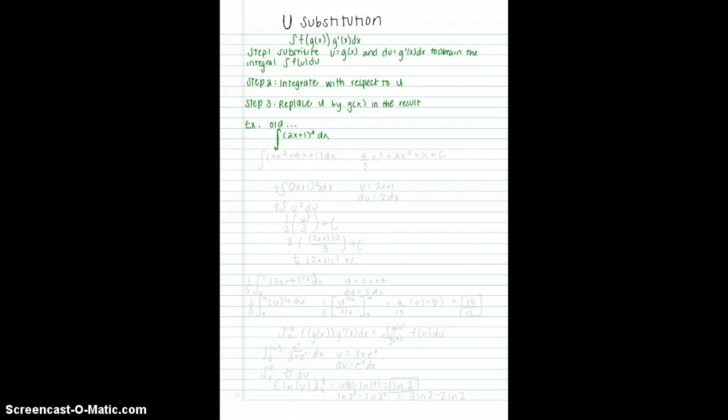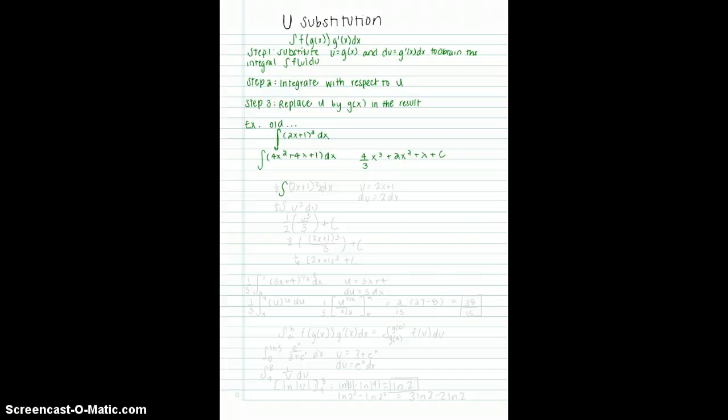Before we learned u substitution, we would have to take this equation and FOIL it to get the integral of 4x squared plus 4x plus 1 dx. Then, to find the antiderivative, we would use the power rule. So we get 4/3 x to the third plus 2x squared plus x plus c. This doesn't seem that hard, but for other problems it can be more difficult. Let's see how u substitution can make this problem simpler.